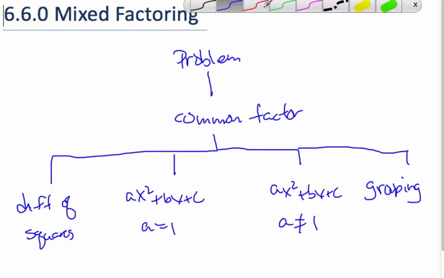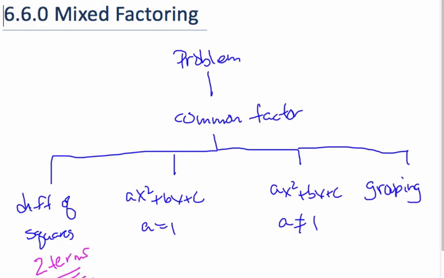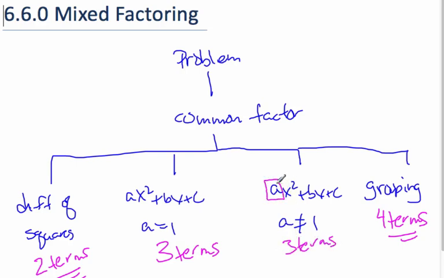The way to differentiate between these kinds is, a difference of squares always has 2 terms. Then you know it's going to be a difference of squares if it can factor. Grouping will have 4 terms, again, if it can factor. Just because there are 4 terms doesn't mean it can factor by grouping. You may be done. These 2 situations both have 3 terms, but on this one, the value a has a number in front, whereas this value of a is simply 1. So it's just plain x squared.